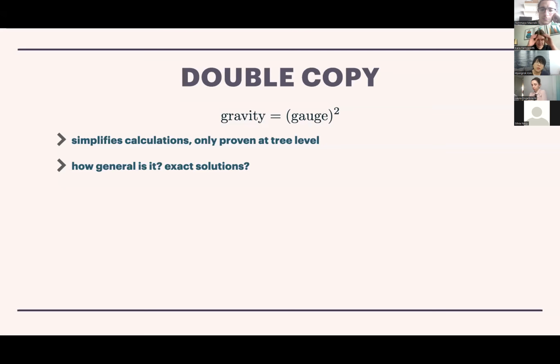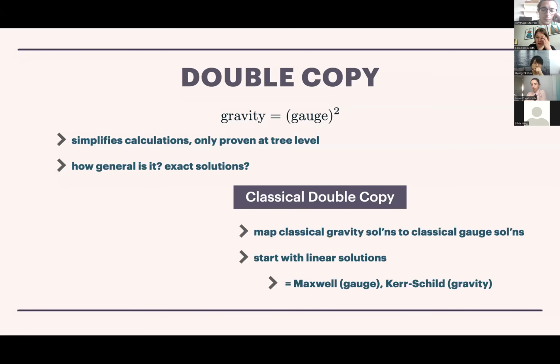So just a little motivational slide. I don't think anyone here needs to be motivated to understand the double copy more, but the double copy in general is this idea that gravitational theories can be treated as two copies of a gauge theory. And it's been really nice on the amplitude side. It simplifies calculations, but it's only really been proven at tree level or in some specific limits. So the idea beyond the classical double copy is sort of understanding how general this relationship is and if it can be applied to exact solutions.